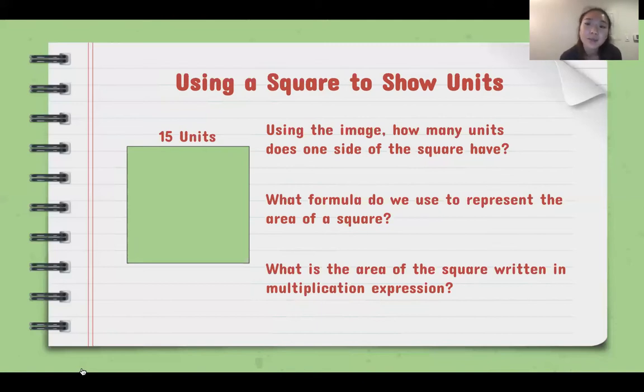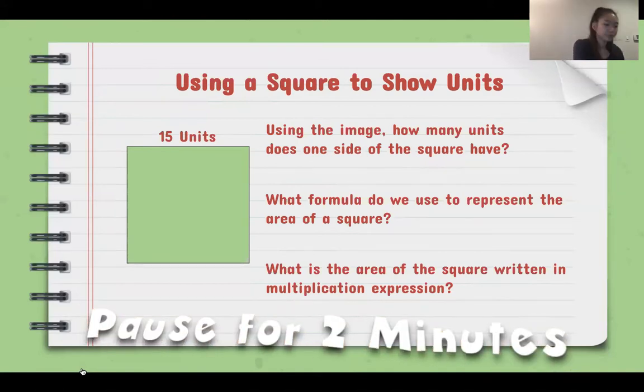So using the image, how many units does one side of the square have? What formula again do we use to represent the area of a square? And what is the area of the square written in multiplication expression? So pause here for 2 minutes and then we will go over that together.